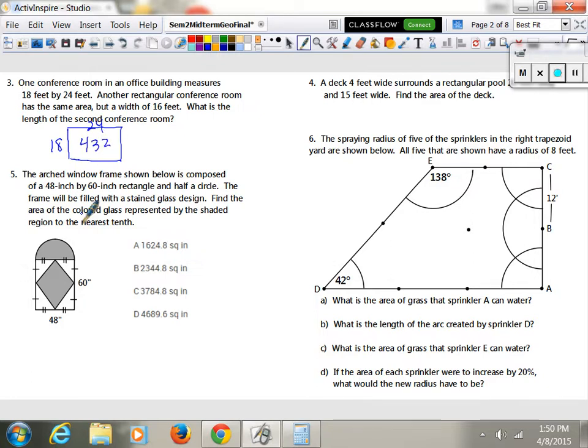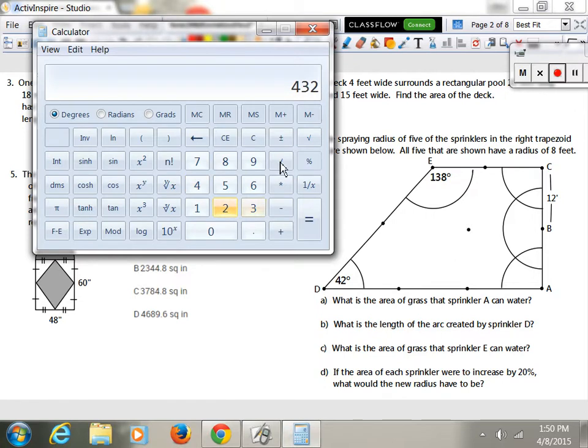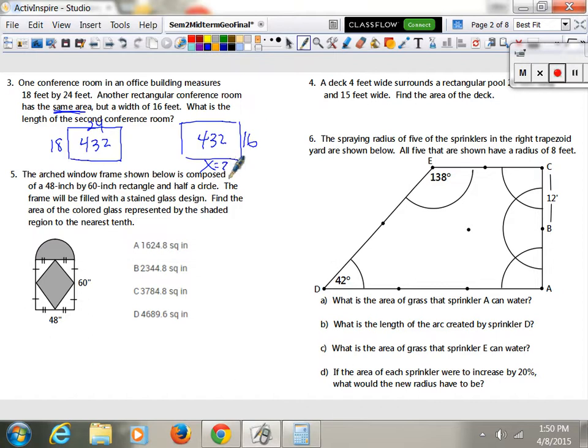So it says another rectangular room has the same area, 432, but it's got a width of 16 feet. So we need to know 16 times what is going to equal 432. You just need to take 432 divided by 16, and it's going to be 27. So this would be a 16 by 27 room that would give you the same area. An 18 by 24 room gives you 432. A 16 by 27 room would also give you 432 square feet.